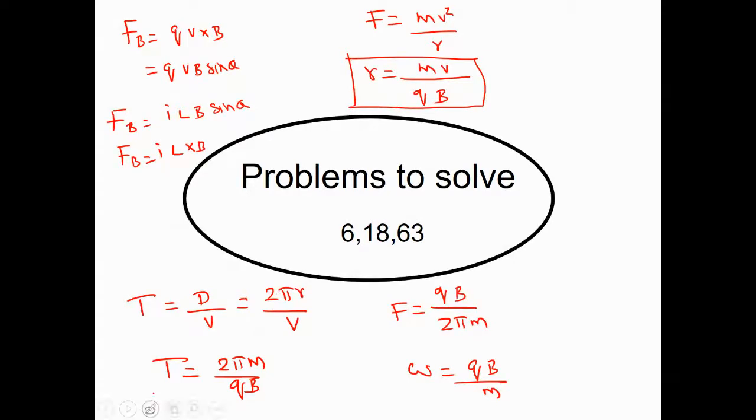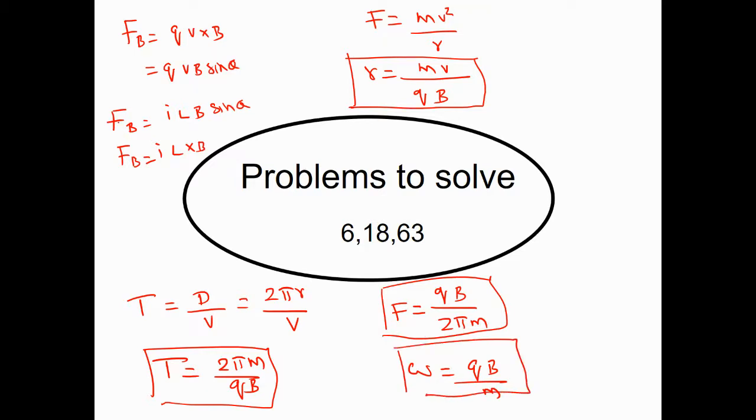This is one of the important formulas, and this is your second important formula. This is your third important formula. This is your fourth important formula. And these two formulas are very, very important, so please read the question. If the question is related with the length of the wire, you have to use ILB sine theta. If the question is related with the charge speed in the magnetic field, then you have to use charge, speed, magnetic field multiplied by sine theta. So these are all the formulas we are going to use in these three questions.